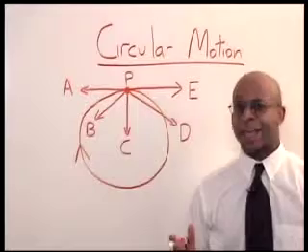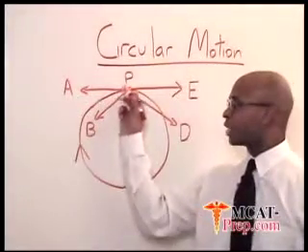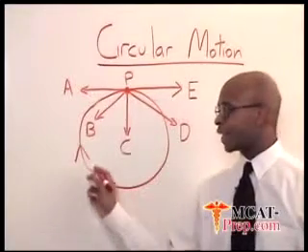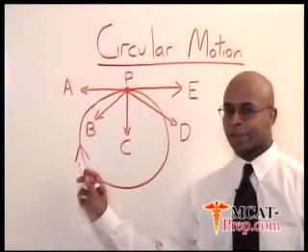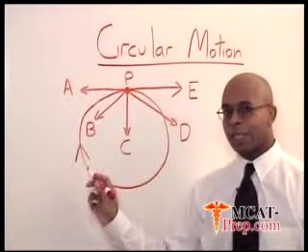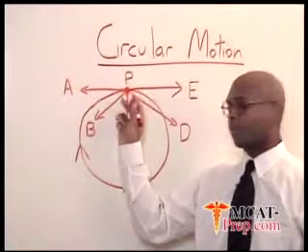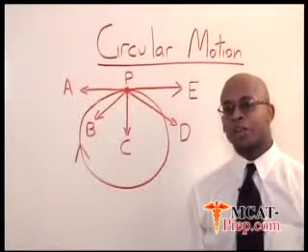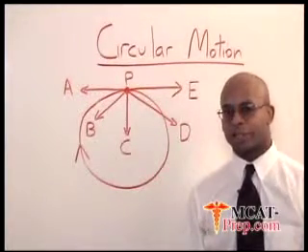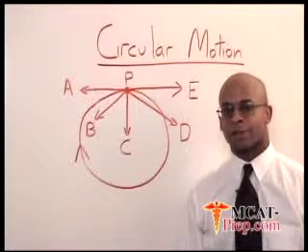Here is a classic MCAT type problem. A particle is in circular motion in the direction indicated. It is in increasing speed. When the particle arrives at point P, what will be the general direction of its acceleration? You may want to pause and consider your response.